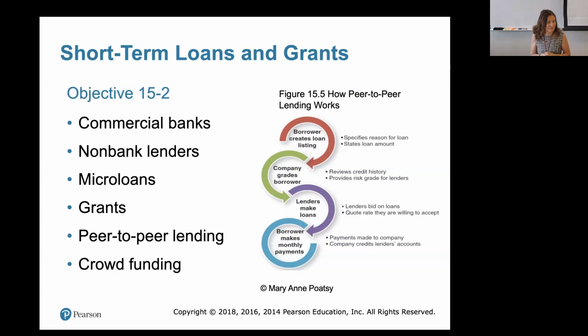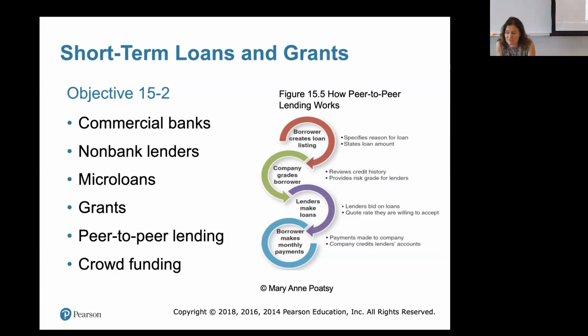A grant is really almost a gift, right? Grants are usually given by government institutions or not-for-profit institutions, sometimes companies and things like that. Those are things you don't have to pay back, but you have to do certain things to qualify for the grants. And it's a huge application process, right?